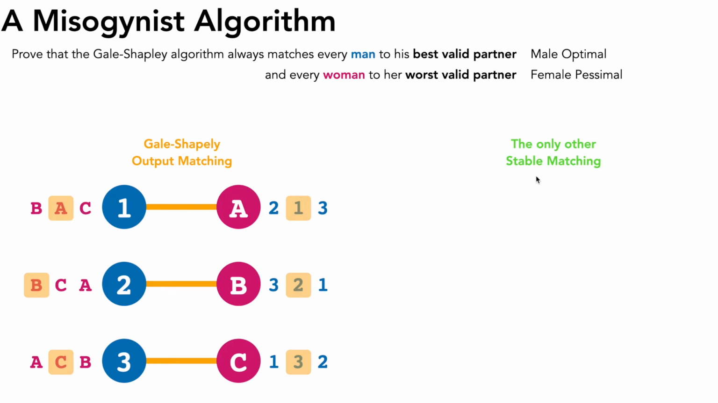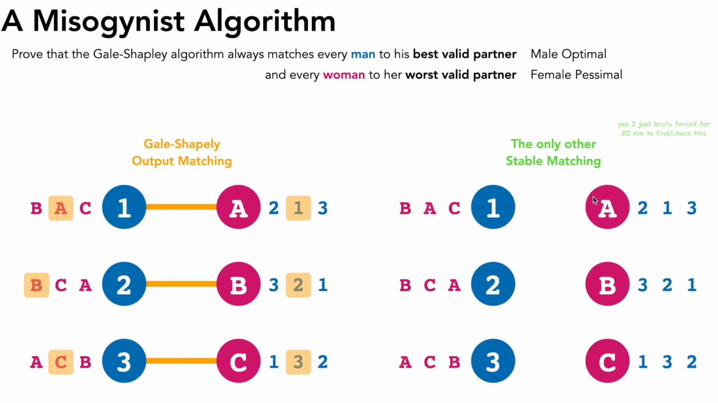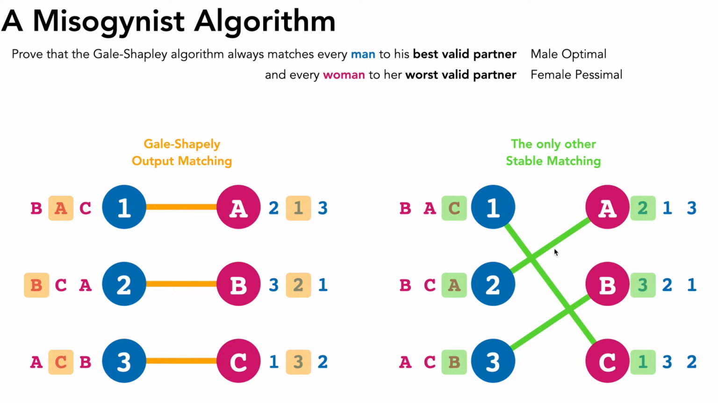For this setup of men, women, and preference lists, turns out there is exactly one other stable matching possible. So if we go ahead and copy over our setup, the only other stable matching looks like this. From this, we can do the same process and see that since 1 and C are matched up, this means C is a valid partner for 1, 1 is a valid partner for C, A is a valid partner for 2, 2 is a valid partner for A, B is a valid partner for 3, and 3 is a valid partner for B. Since this setup only has these two possible stable matchings, these are the only possible valid partners.